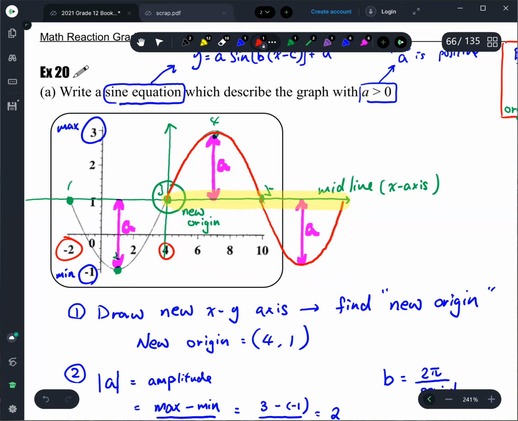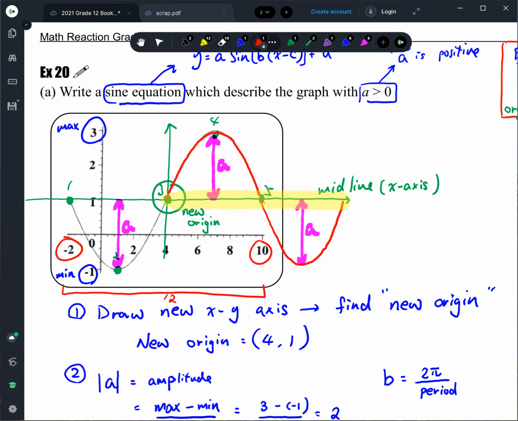First point is at -2, and then the 5th point is at 10. So from -2 to 10, that's also 12. That's your period. So there are many ways you can figure out the period, but you need to look at the graph, because it takes 12 units to make the graph repeat again.